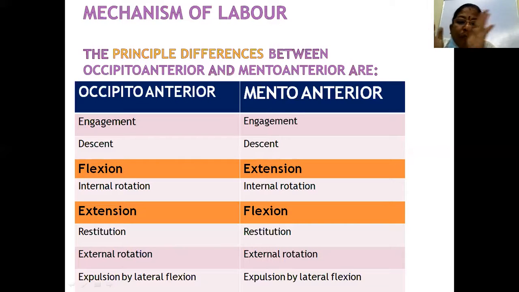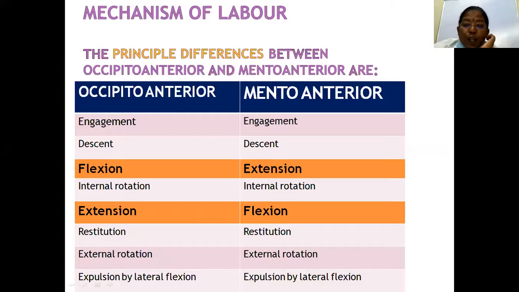The first thing is engagement. So what is the engaging diameter? In occipito anterior, what is the engaging diameter? It is suboccipitobregmatic. How much is it? 9.5. So in mento anterior also, it is submentobregmatic, and this diameter is also 9.5. So engagement can happen. Then there is a descent.